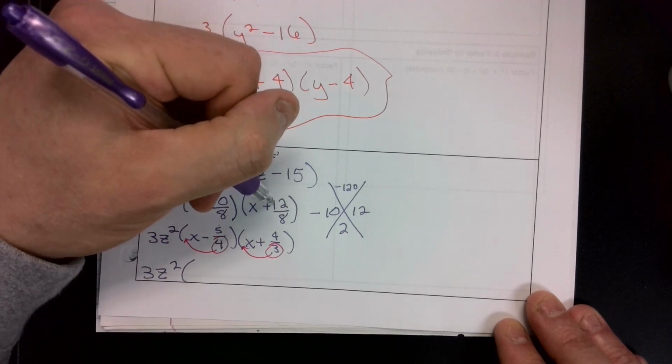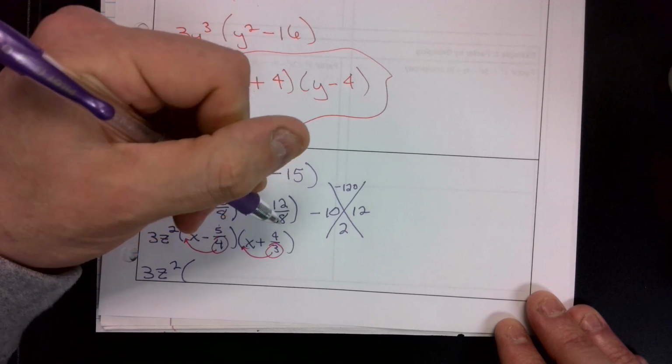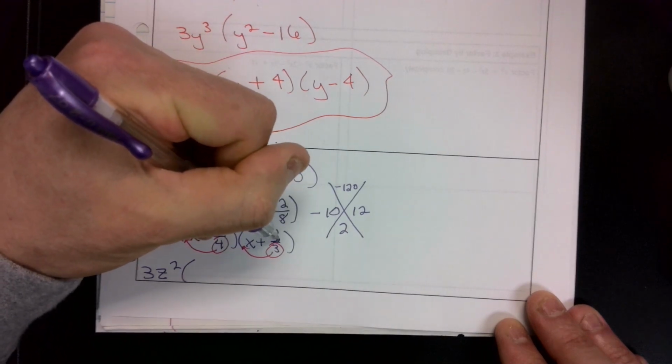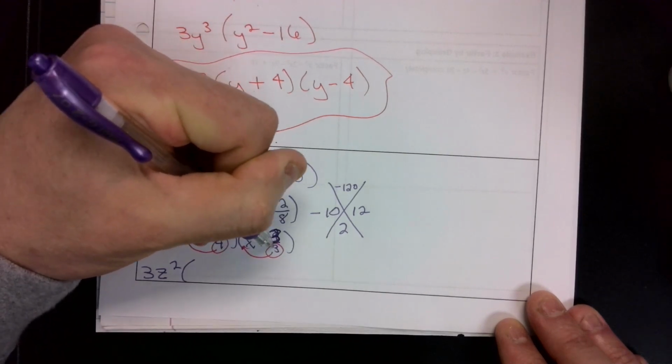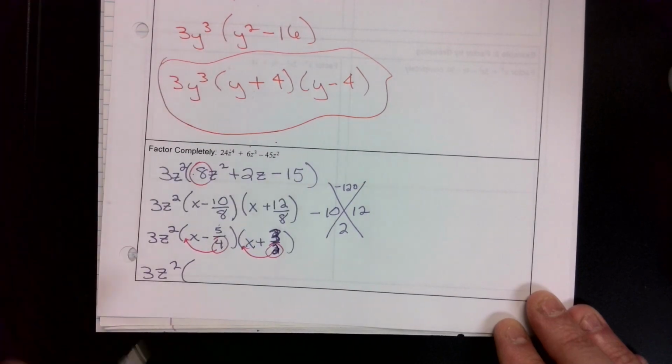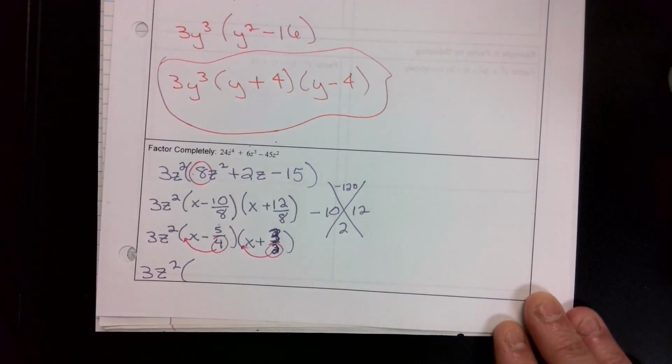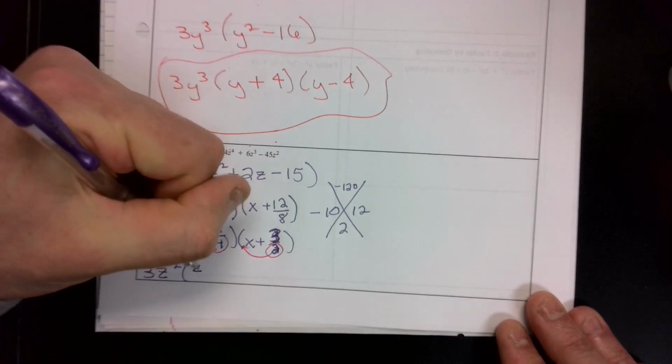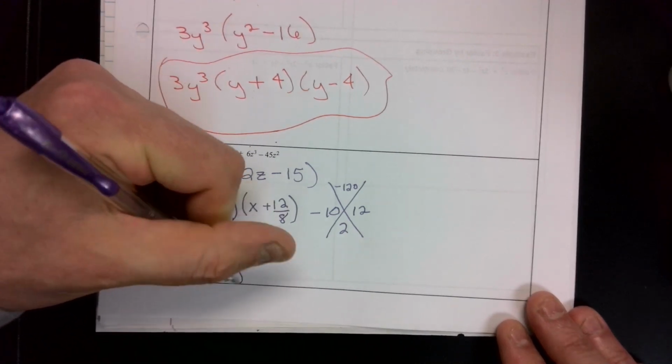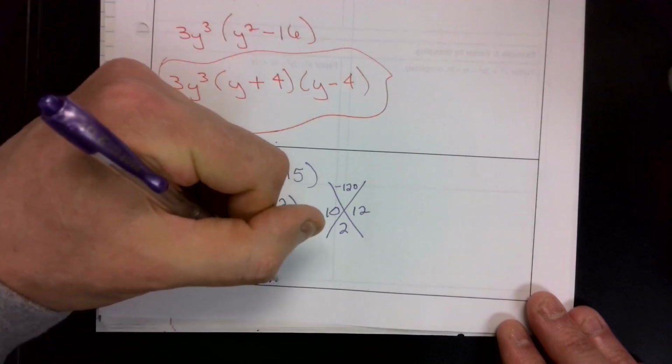So let's make that change. 3 divided by 2. Okay? All right. 12 divided by 8 is 3/2. So make that change, my bad. So we have 4x minus 5 and 2x plus 3. There, that looks better. All right, sorry about that one.